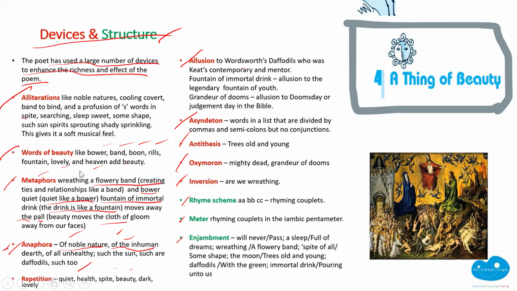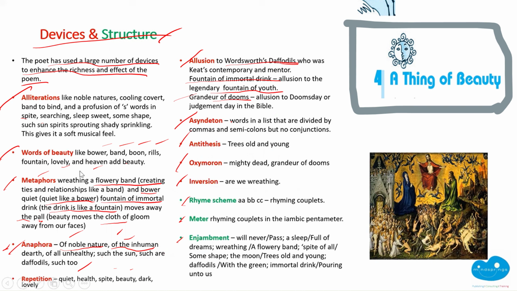Allusion is when you refer to something. When you say daffodils, you remember the poem Daffodils. So that becomes an allusion. "Fountain of immortal" is an allusion to the legendary fountain of youth, where again you will never die, immortal. "Grandeur of doomsday." Now the Bible tells you that at the end of life, God will have everyone.